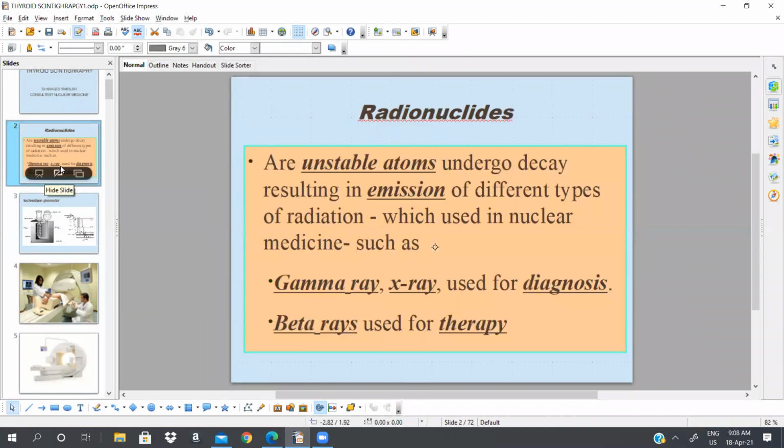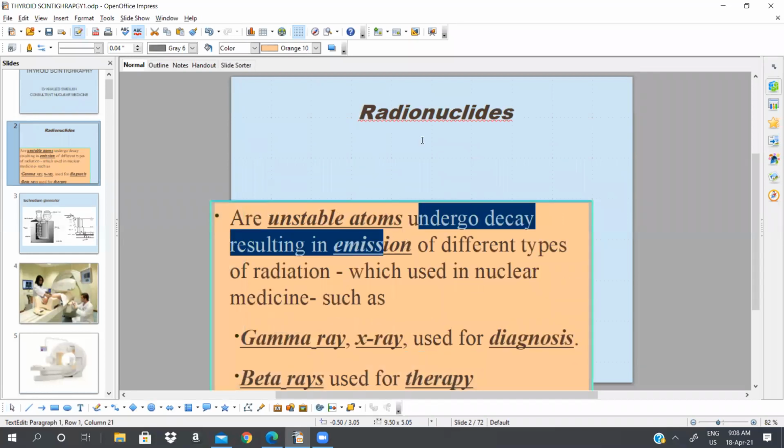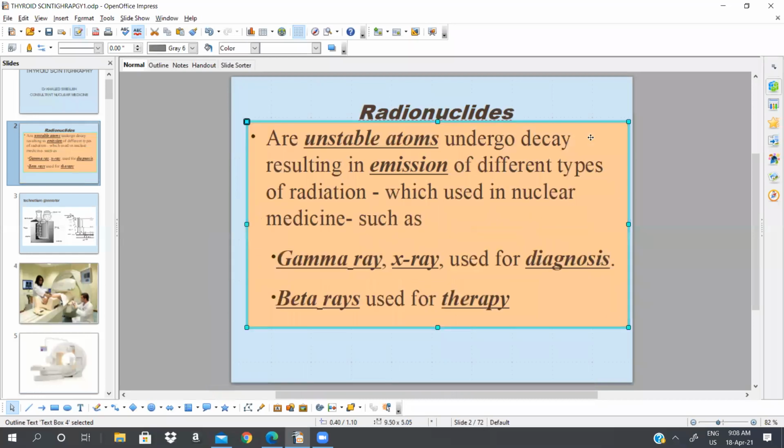The most commonly used radionuclides are unstable atoms. Because they are unstable, they undergo decay, resulting in emission of different types of radiation used in nuclear medicine. The most commonly used is gamma rays. There are also some X-rays, but mostly we rely on gamma rays. We also use beta rays, which are used for therapy. The gamma rays can emanate from the body and reach the detector because they have the longest range. But the beta will stay near the place where it is deposited.